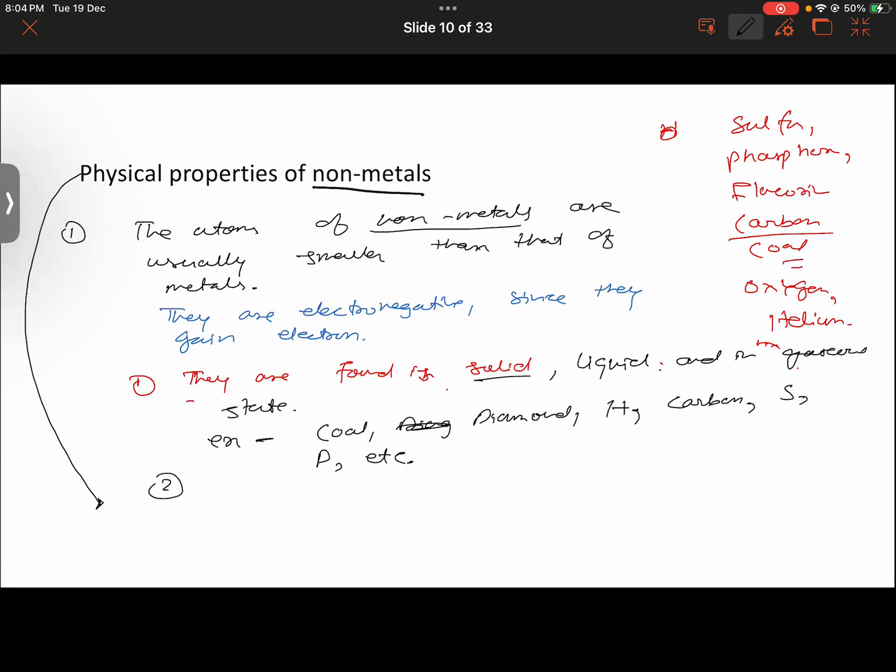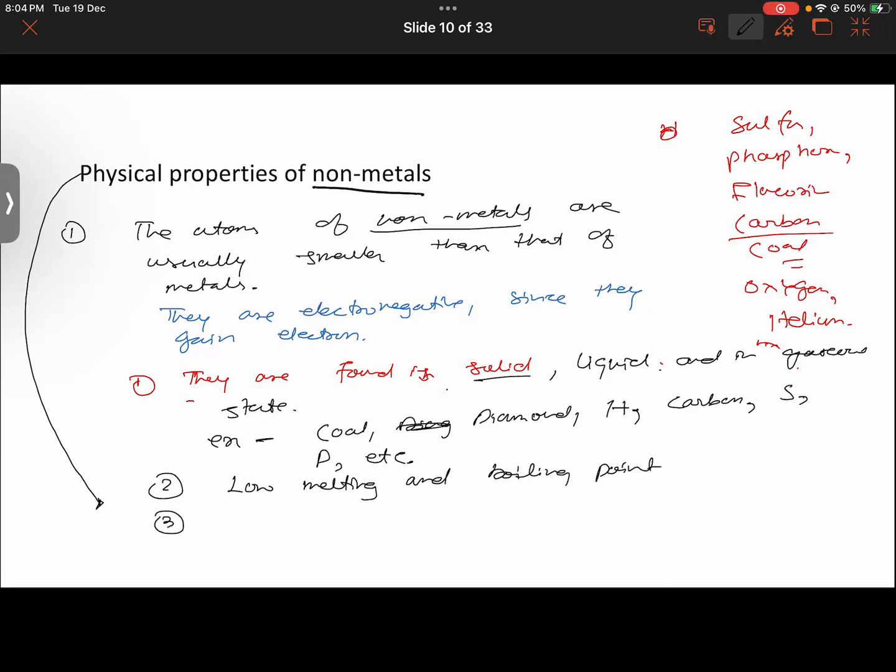Second thing we get to see is that they have got low melting and boiling points. That is the reason why wood will catch fire easily, because it is basically a non-metal. So, low melting and boiling point.